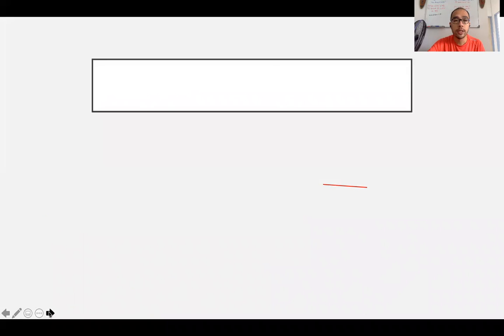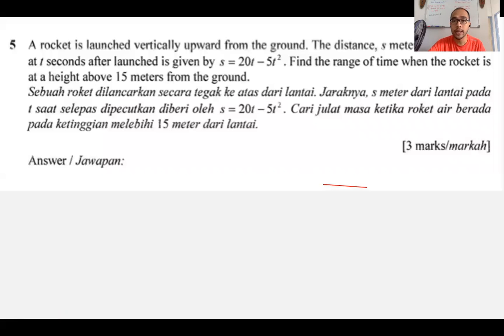All right, question number 5. A rocket is launched vertically upward from the ground. The distance s meters from the floor after this one is to find the range of time when the rocket is above 15 meters from the ground. Now, at first glance, this looks like the same question as number 4, right?